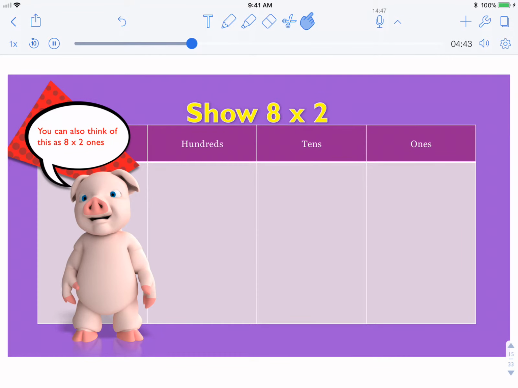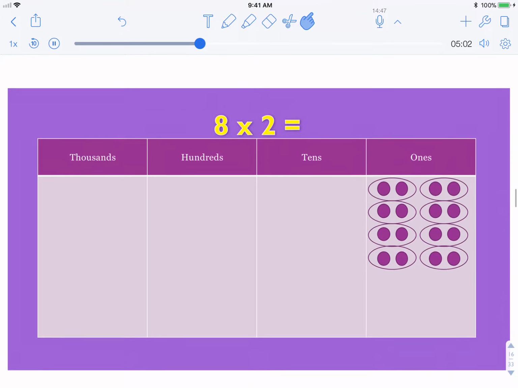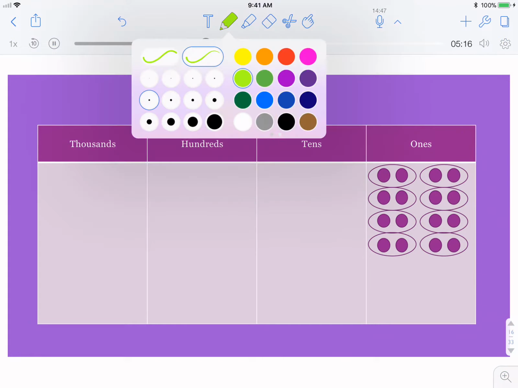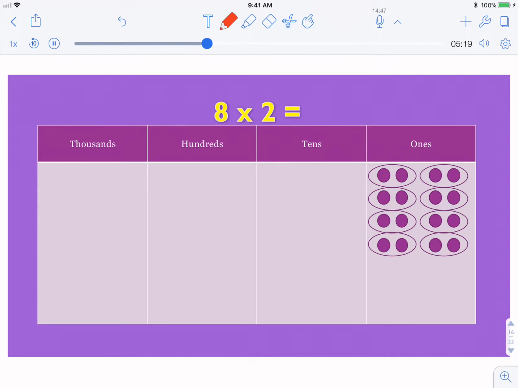Show 8 times 2. You can also think of this as 8 times 2 ones. So 8 times 2 ones. How would that look? Pause it and see if you can figure it out. Okay, if you look, I have 8 times 2 ones, so I have 2 ones in 8 groups. So that gives me 1, 2, 3, 4, 5, 6, 7, 8, 9, 10, 11, 12, 13, 14, 15, 16. I have 16 ones.